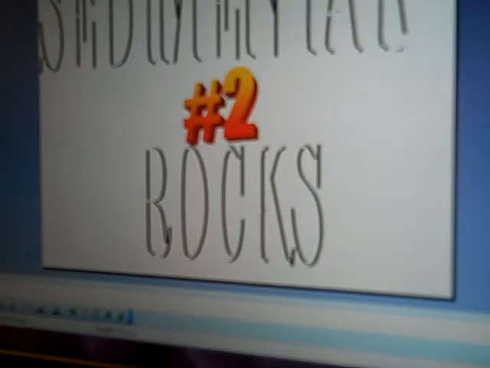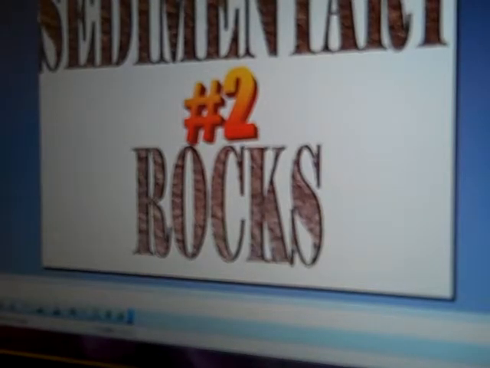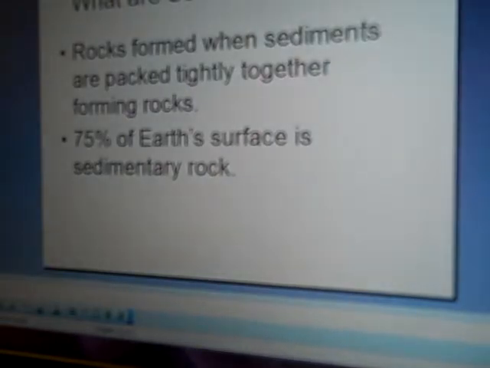Then you get sedimentary rocks, which is pretty much just rocks that have eroded a little bit and then they have cemented together. But 75% of the Earth's surface is sedimentary rocks. Here's a good picture here. Pretty much everywhere you look you're going to find some sedimentary rocks.